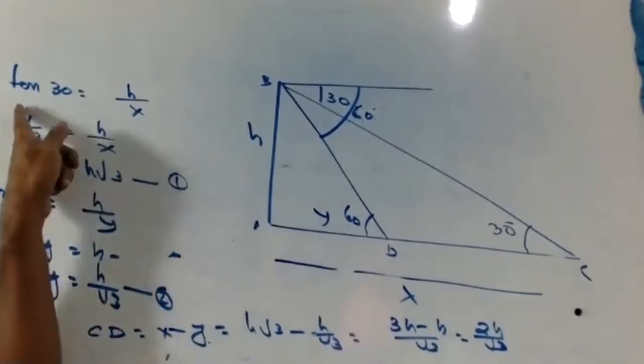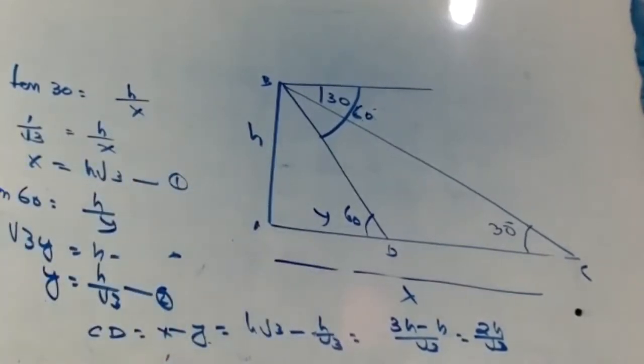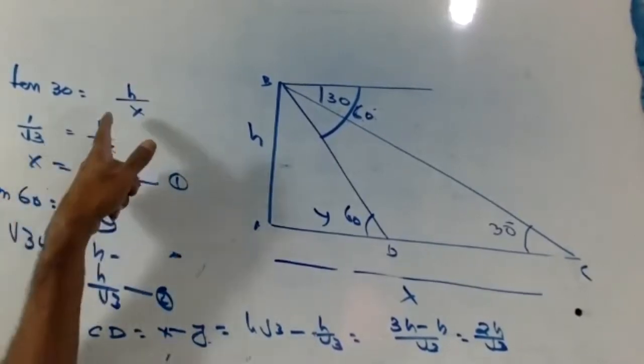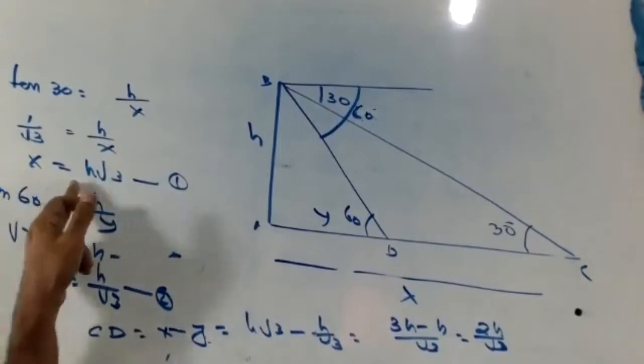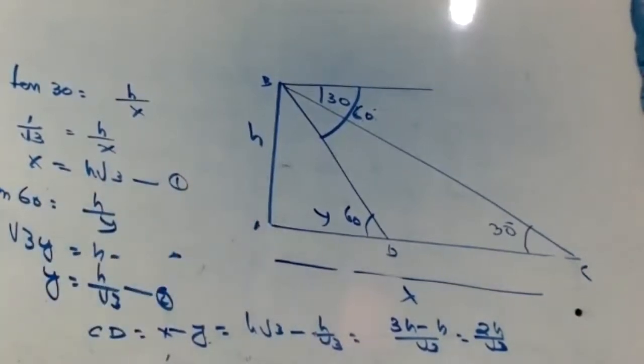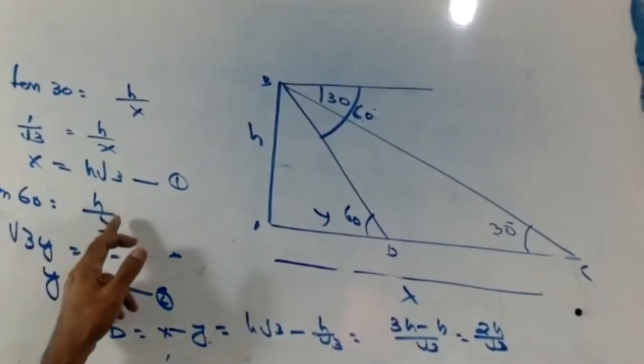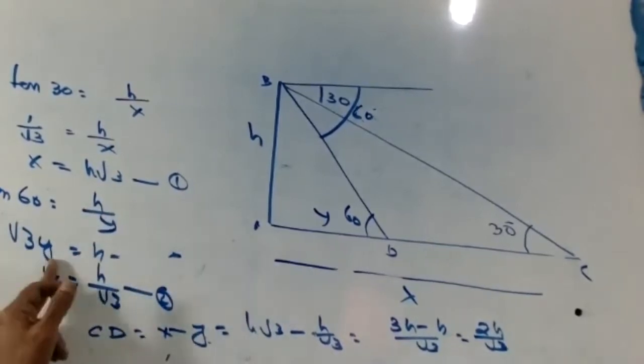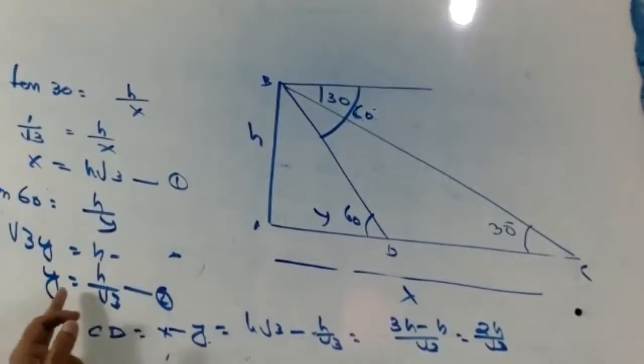So then, better write in triangle BAC, tan 30 equal to H by X, 1 by root 3 equal to H by X, so X equal to H root 3, number 1. Then in triangle BAD, tan 60 equal to H by Y, root 3 Y equal to H, Y equal to H by root 3, number 2.